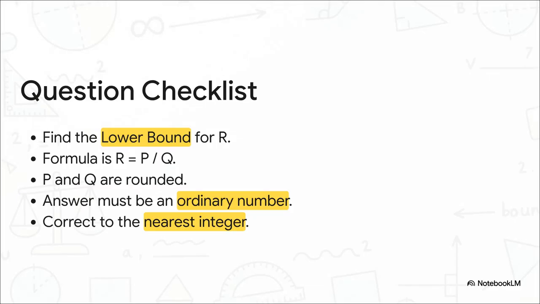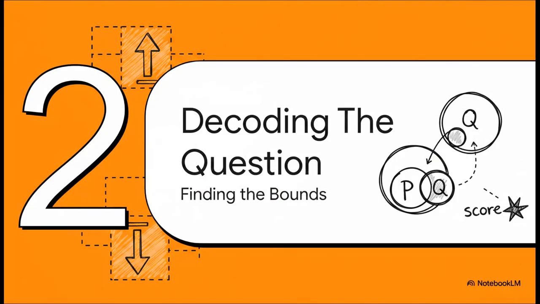The question gives us a whole checklist of clues. We need the lower bound of r. We've got the formula for r, which is just p divided by q. It tells us that p and q have been rounded. And, super important, our final answer has to be a normal, ordinary number rounded to the nearest integer. Every single one of these points is crucial. So let's jump into the first part of this puzzle, finding the right bounds. And get this, just finding one of these correctly gets you your first mark. It's a great way to start.